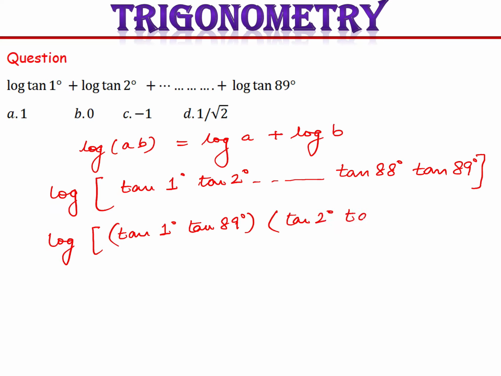We can make all the pairs here: tan 2 degree, tan 88 degree. So as such we have the remaining pairs, and we know that tan 1 into tan 89, when the sum of the angles is 90 degree, that expression will be equal to 1. So I get log 1, and log 1 is 0. So my answer is option B.